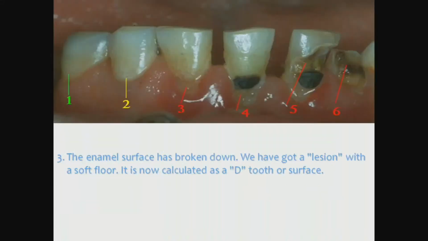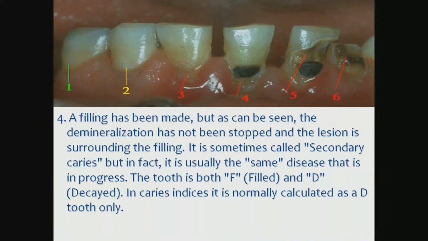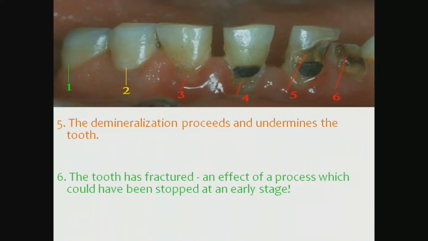So this is the white spot, and in the third the enamel surface is broken down. We have got a lesion. Okay. In the fourth, a filling has been made, but the demineralization has not stopped. That means adjacent to wherever the filling has been done, there is still more decolorization. That means caries is progressing. That is secondary caries. The demineralization proceeds and undermines the tooth.